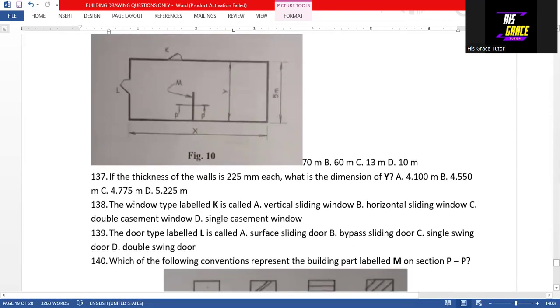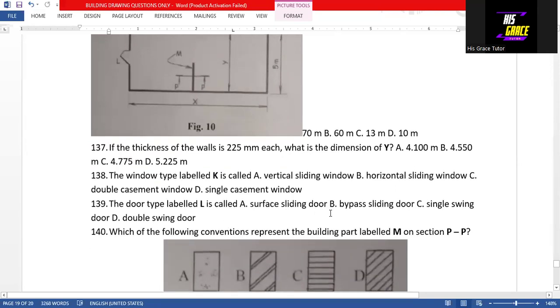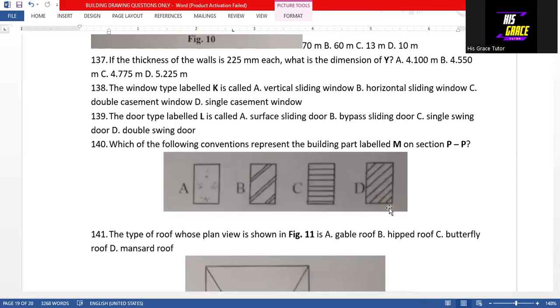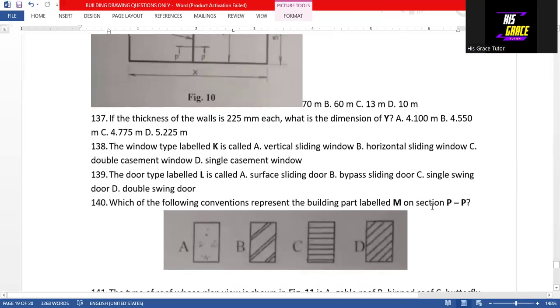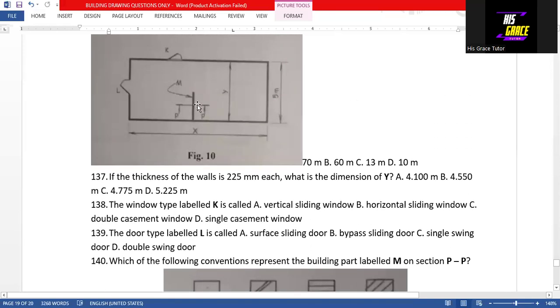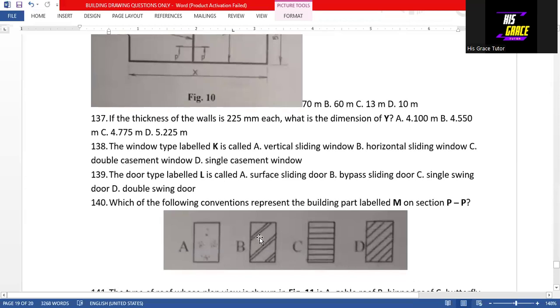Question 138 says that the window type labelled S is a single casement window. That's option D. Then question 139, the door type labelled L is a single swing door. That is option C. Then question 140 asks, which of the following conventions represents the building part labelled M on the section PP? So building part label M is a wall. So the answer is option B.